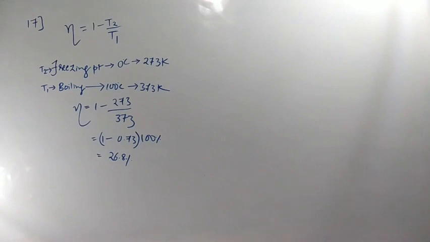Next question, question number 18. A refrigerator works between 4 degrees Celsius and 30 degrees Celsius. It is required to remove 600 calories of heat every second in order to keep the temperature of the refrigerated space constant. The power required is, okay, power they are asking, and take 1 calorie equal to 4.2 joules, the conversion value they are giving. Now listen how we are going to discuss this question.